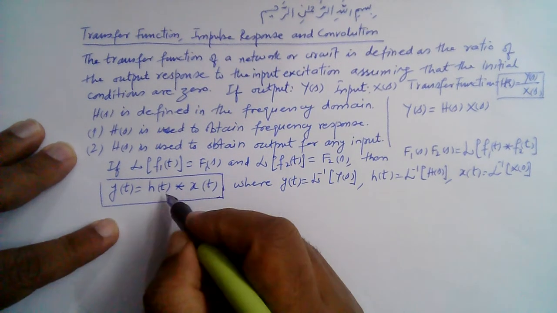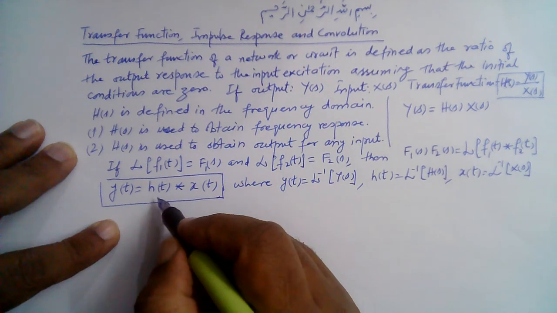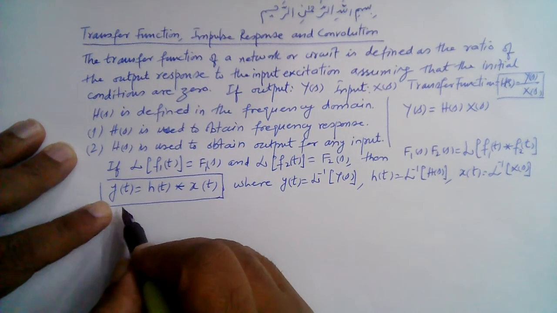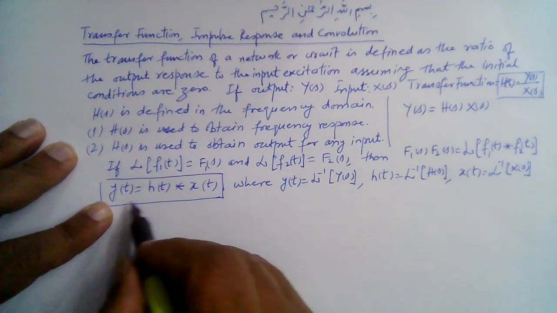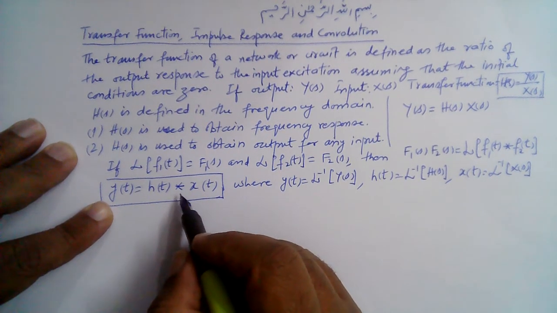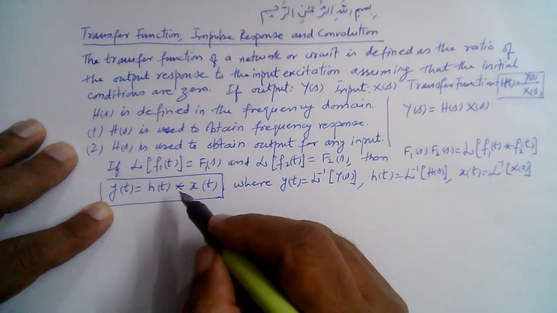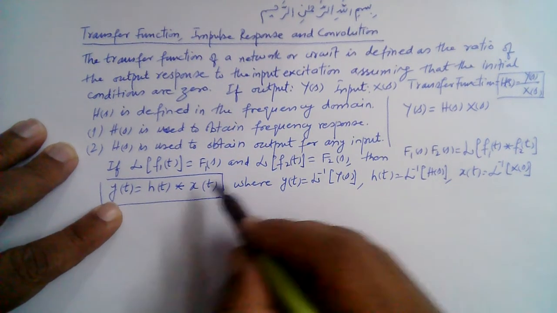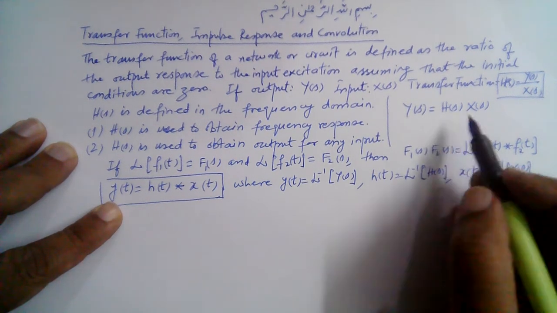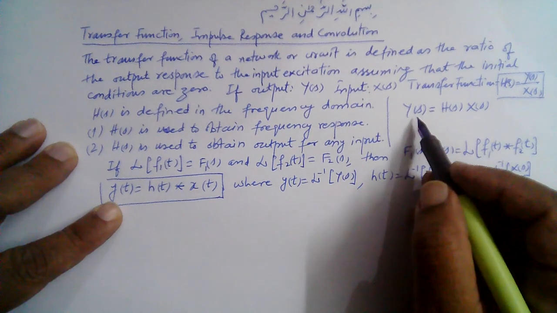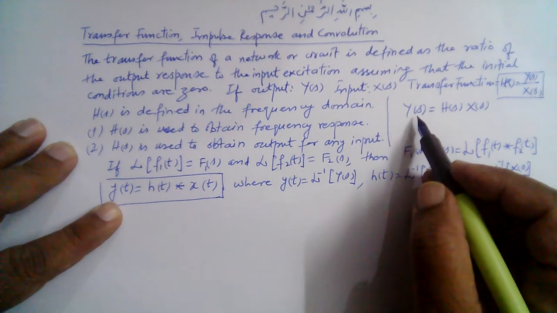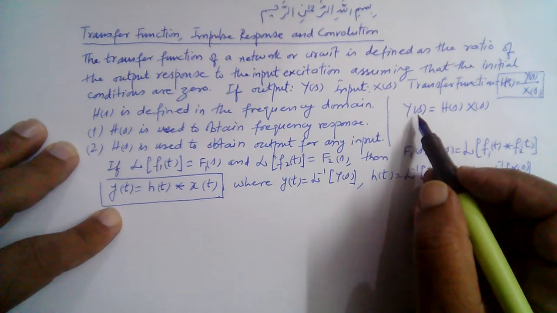So if we have the inverse Laplace transform of the transfer function in the time domain, then we can convolve it with the input in the time domain to find the output in the time domain. However, this involves convolution, which may be a complicated process because it involves evaluation of an integral. However, this process of integration in the time domain is reduced simply to a multiplication process in the frequency domain. We just need to multiply the transfer function with the input to find the output in the frequency domain, and we can then apply inverse Laplace transform to find the output in the time domain.